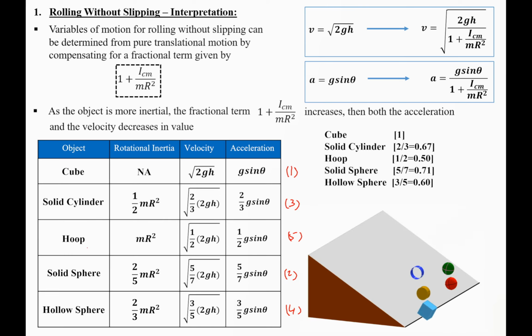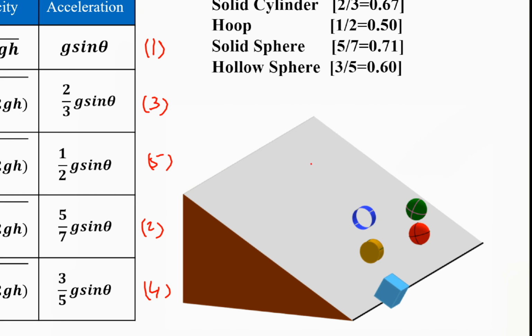Now if you perform this experiment, so here at the end of the ramp, what do we have? Initially we have objects that are released from rest. So basically this is the cube, and that's the solid cylinder. This is the solid sphere. This is the hollow sphere.